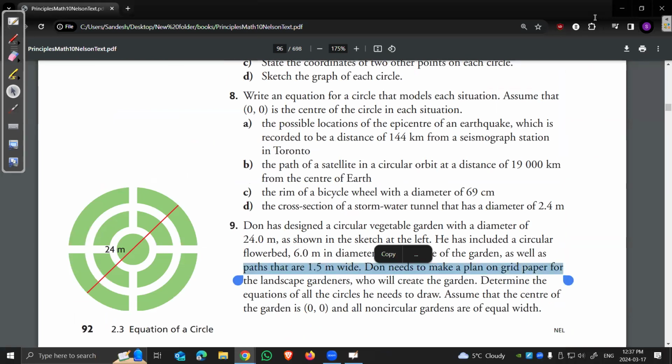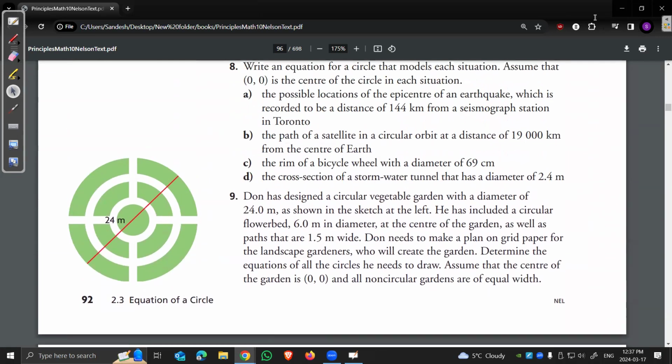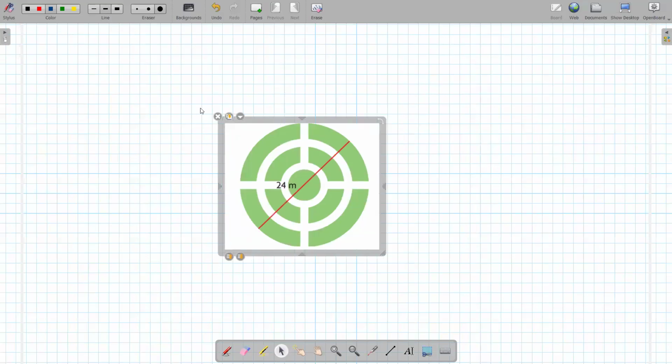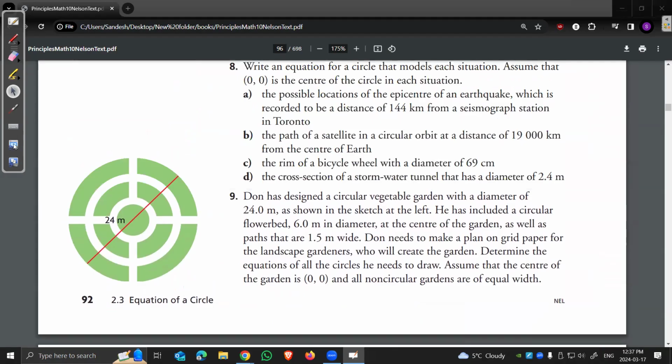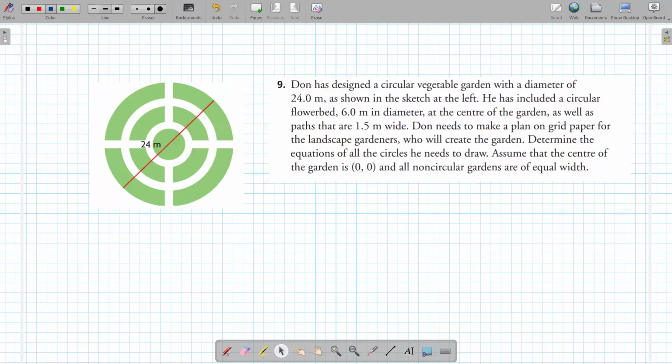This question looks tricky to say the least. Should we attempt this? These are going to be the trickiest questions. So the diameter of this vegetable garden is 24. And all the paths, I think these guys, are 1.5 meters long.